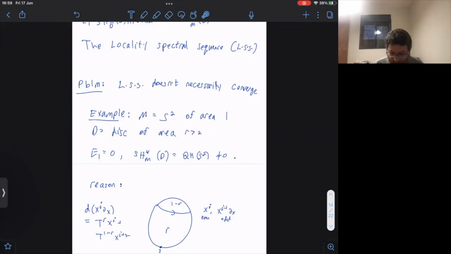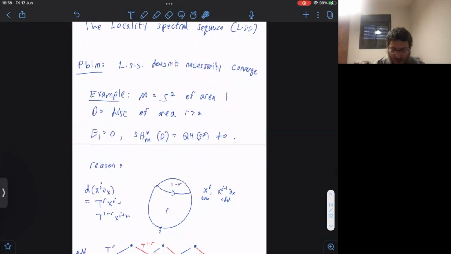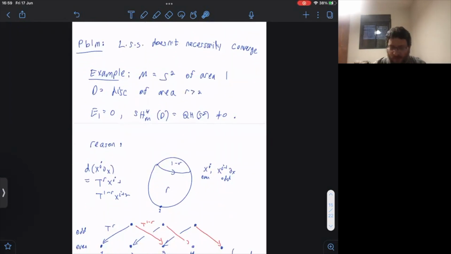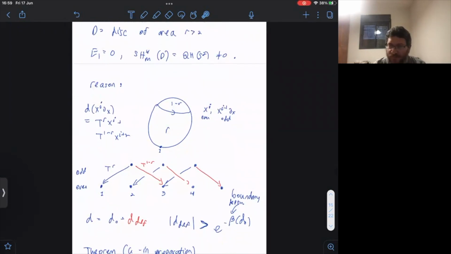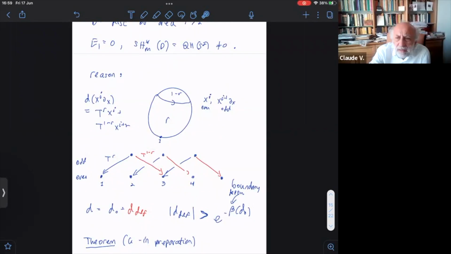Now, if we look at this a little more carefully, we can see why the spectral sequence doesn't converge. And we can understand what the complex is. And the chain complex is, I'm sorry.